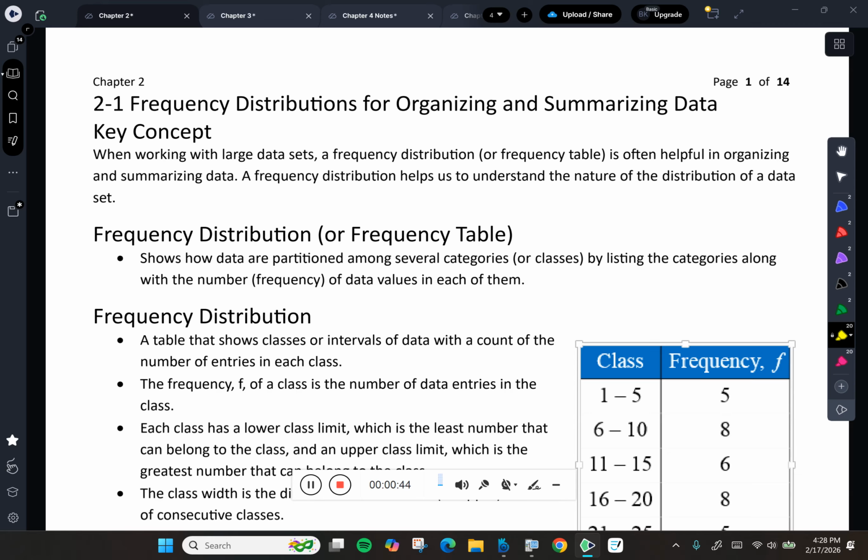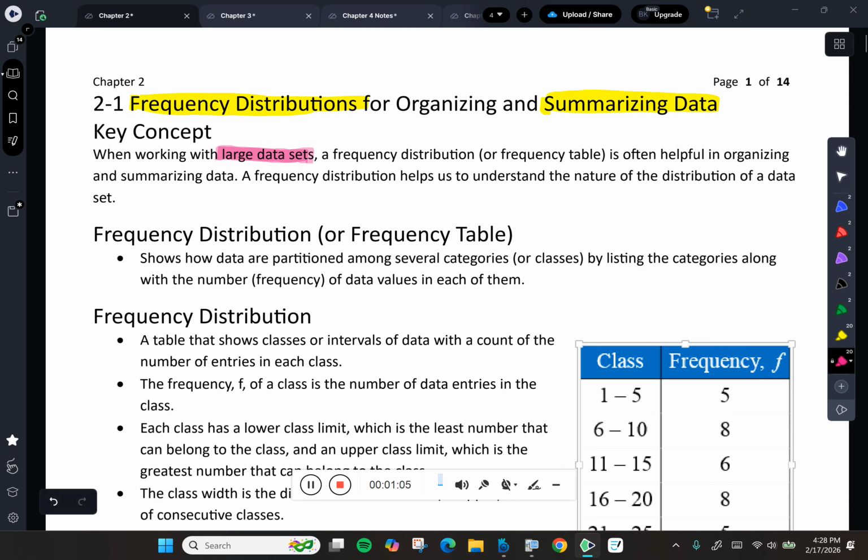Right. So in this section, we're going to take a look at the idea of frequency distributions as a way to organize data. And then when we have one of those, what we can do with that frequency distribution to summarize the data. Okay. Now, frequency distributions are usually when we're working with larger data sets.